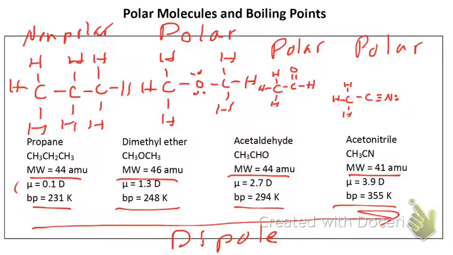So the bottom line, what we learn from this, and this is what you've got to take away, this take-home message, is that if you have molecules that have similar molecular weights and shapes, the boiling point will be based on its polarity. The more polar a molecule is, the larger the boiling point will be.